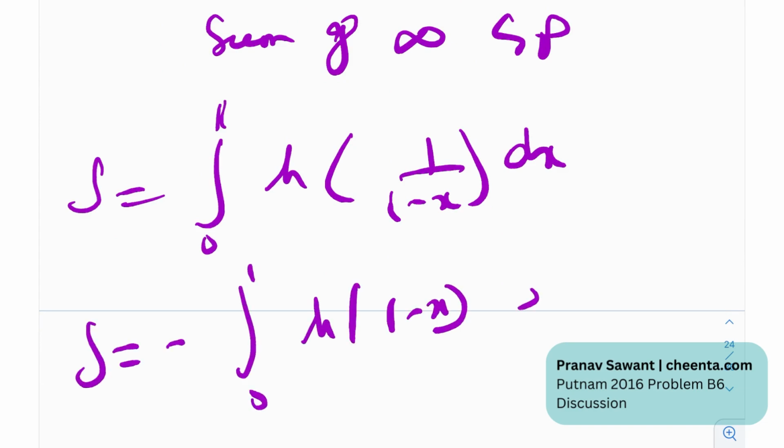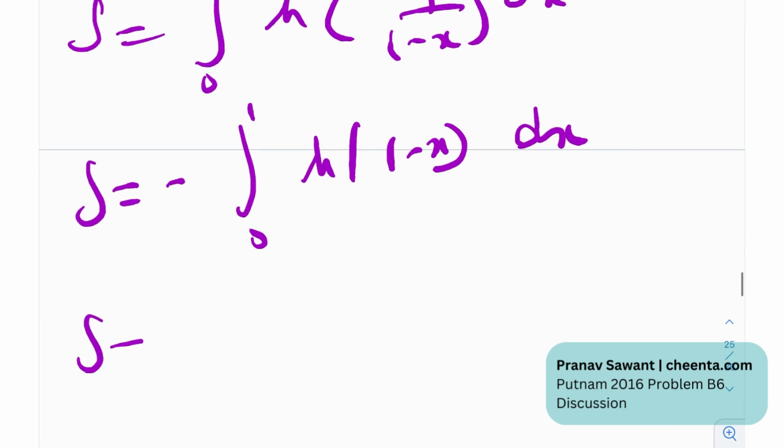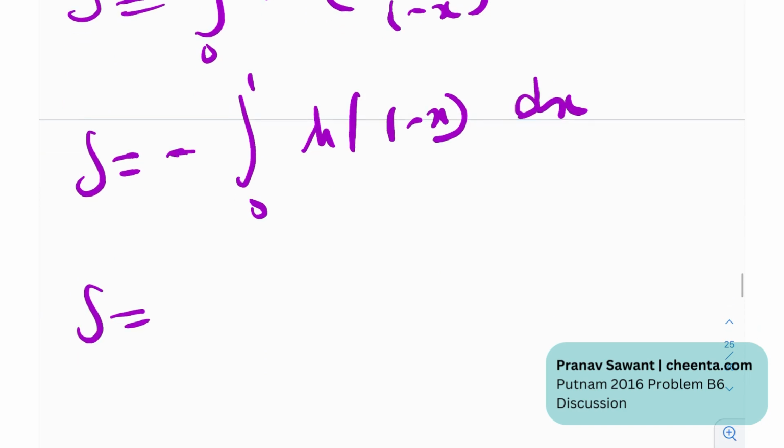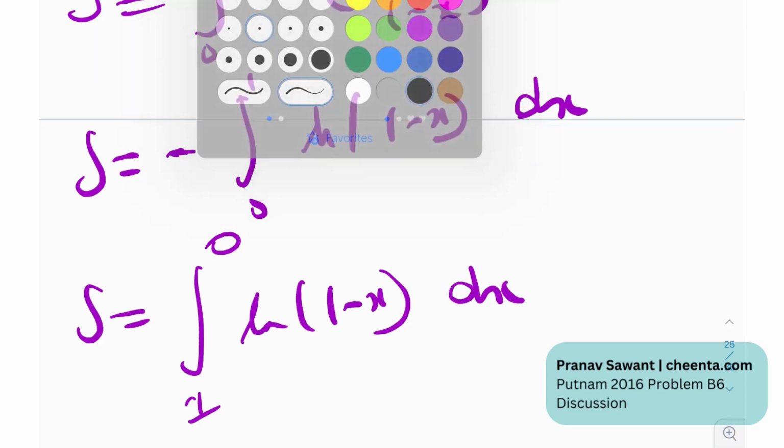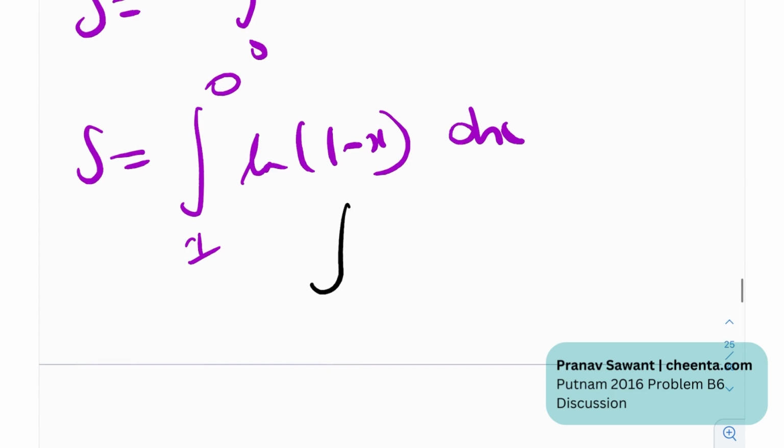And you can just write that as sum is equal to negative integral from 0 to 1 of ln(1 minus x) dx. And if I replace this negative and swap the limits, I'll get the integral from 1 to 0 of ln(1 minus x) dx. And after this, it is a really simple integral. You can use integration by parts.